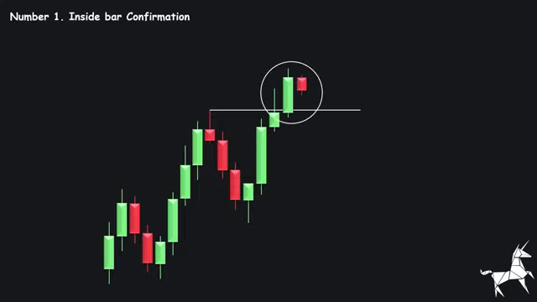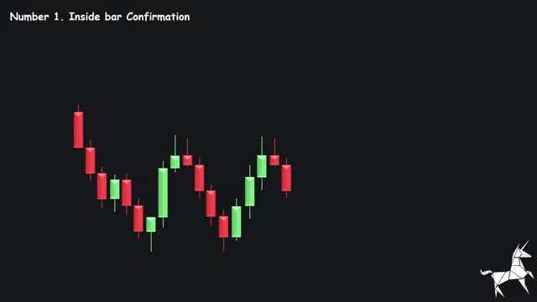If an inside bar forms after breaking a market structure, it indicates temporary indecision in the market. If the price then breaks above this pattern, it means the sellers tried to push the price back inside the range, but failed. This confirms that the breakout is valid, and the price has a higher chance of continuing to move upward. A similar concept applies to ranging markets.